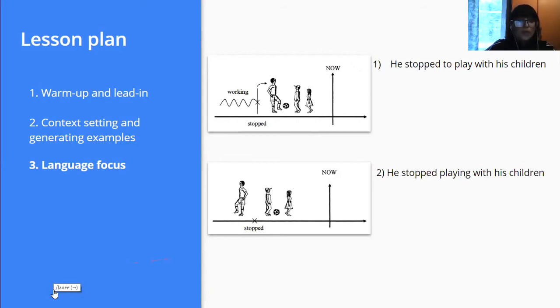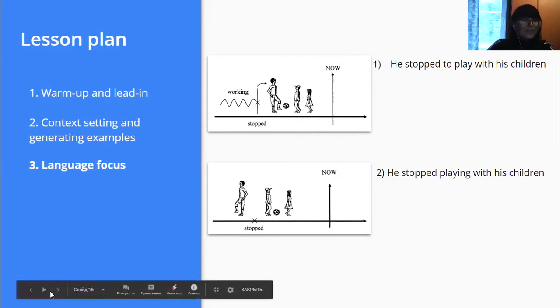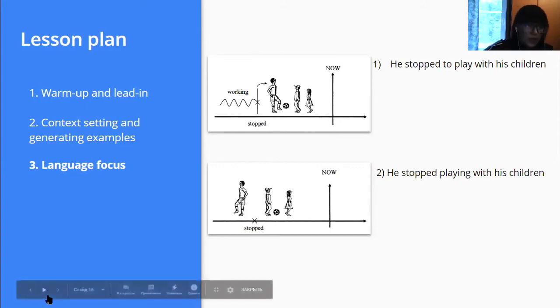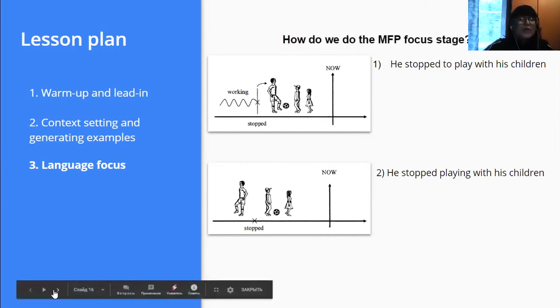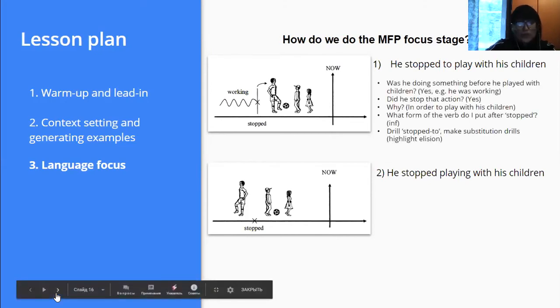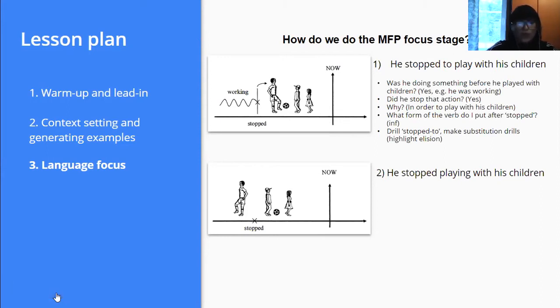And of course, these two pictures here are going to be used by you because they might be really, really handy. So, of course, it's a tricky thing to do because, again, you would have to take lots of things into account. Without L1, inductive approach, your students should be involved here. Okay, how do we do this MFP focus stage here? Let's have a look. We would have to start again to elicit some information by means of asking a few CCQs, concept checking questions, right?